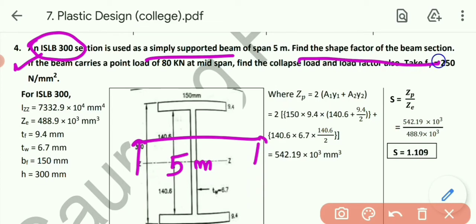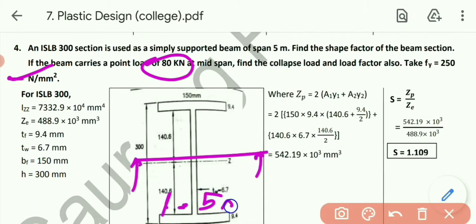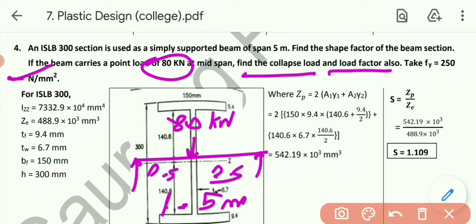Find the safe factor for the beam section. If the beam carries a point load of 80 kilonewton at the midspan, again this was our beam, L was 5 meter. So it is simply supported and the 80 kilonewton load is acting at the center, so it will be 2.5, 2.5. Find the collapse load and the load factor also. Take Fy equals to 250 Newton per mm square.